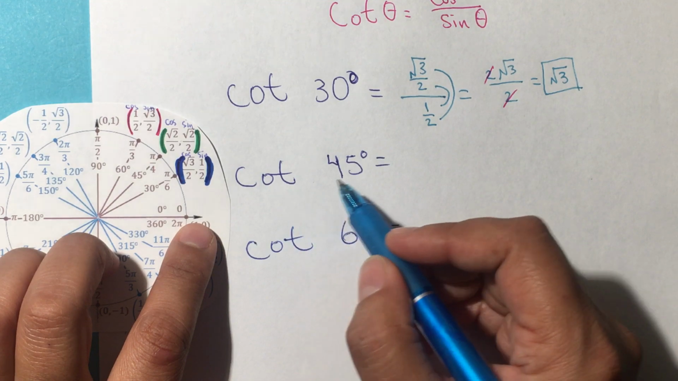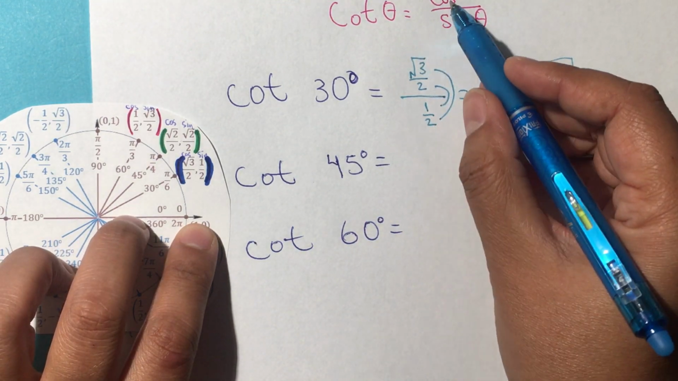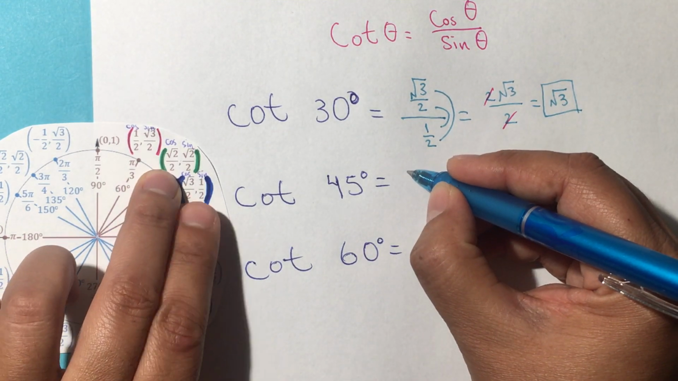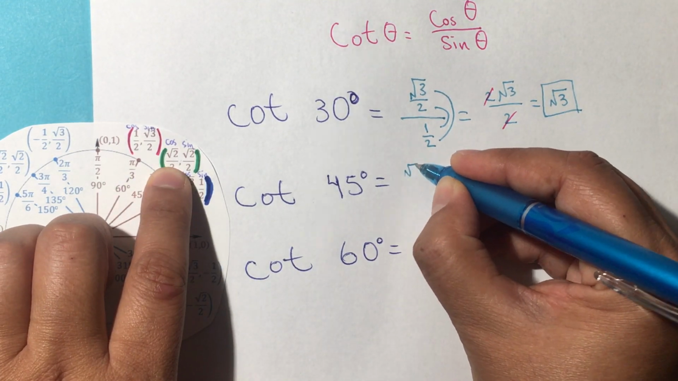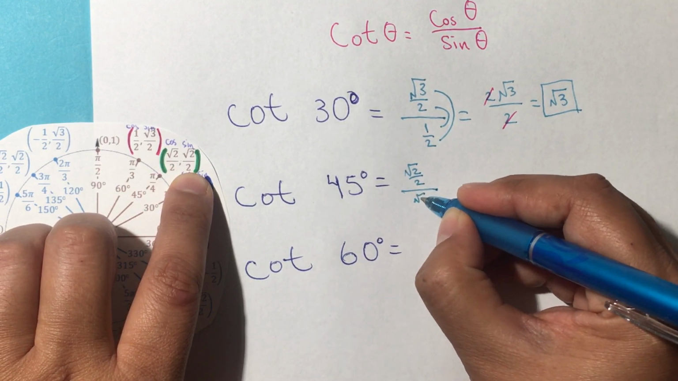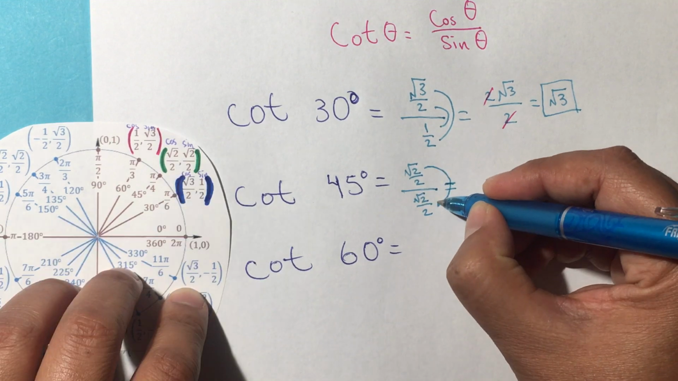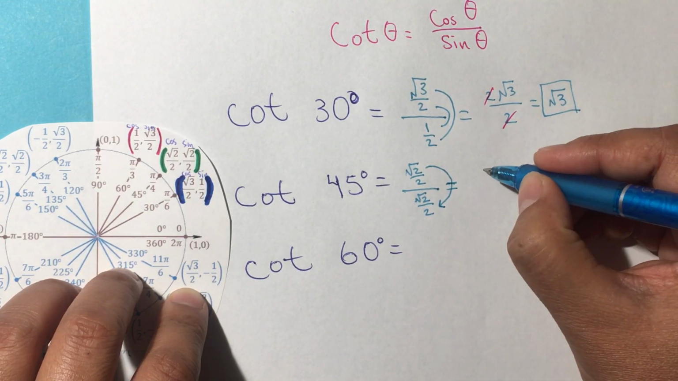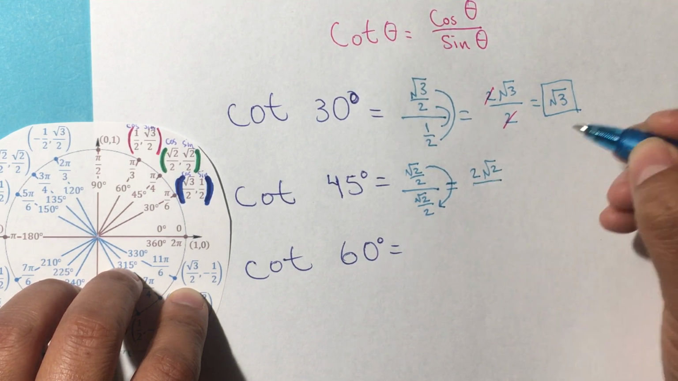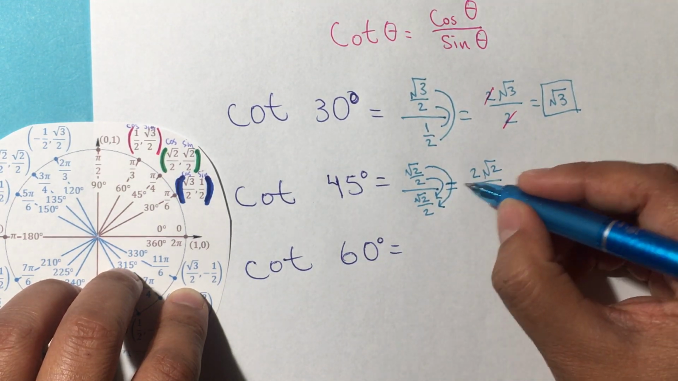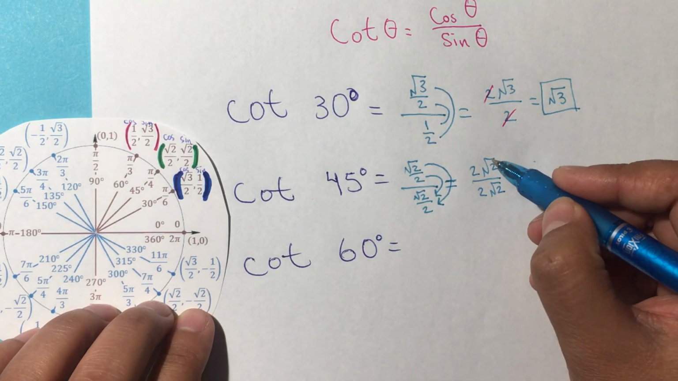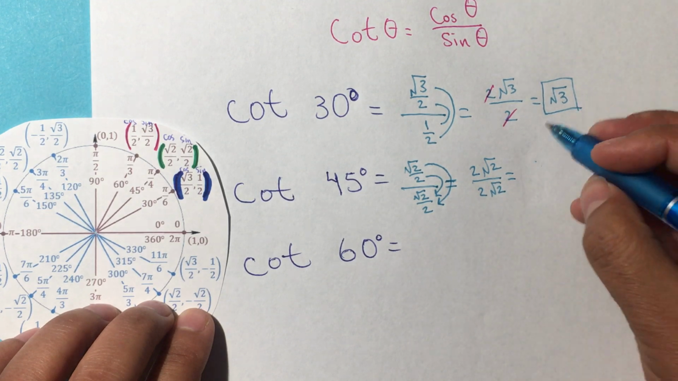Okay, for the next one, cotangent of 45, it's cosine over sine. The cosine of the 45-degree angle is the square root of 2 over 2, over the sine, which is square root of 2 over 2. To show the process, you just multiply the outer values: 2 square root of 2, divided by the inner values, which is 2 times square root of 2, or 2 square root of 2, which equals 1 because they're exactly the same.